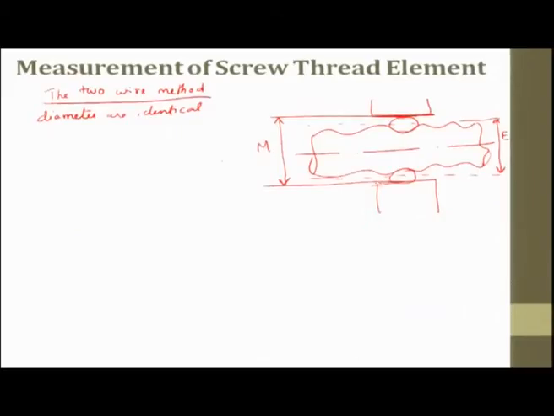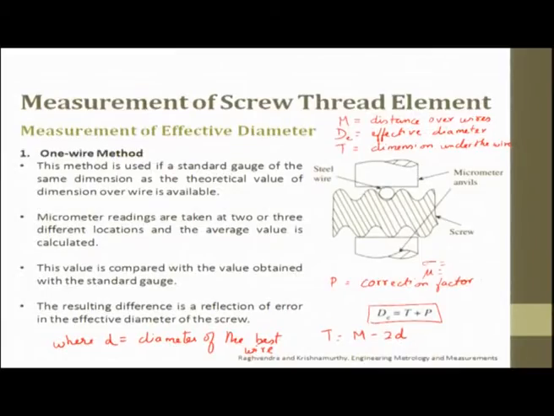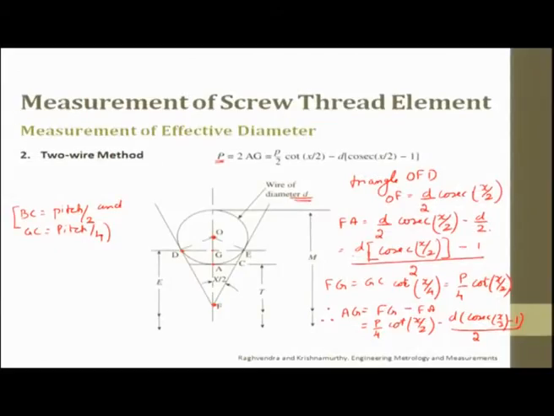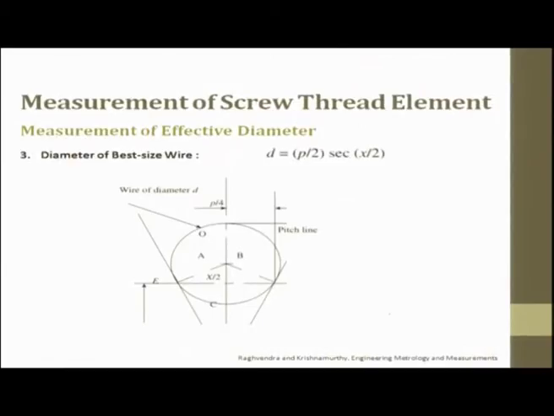So, now where is this correction factor used? So, the effective diameter is equal to the theoretical dimension of the wire plus P, the correction factor. So, T plus correction factor, we get the effective diameter. So, this method also has an error. So, let us look at the best wire method. In the best wire method, what we do is we try to find out this D.